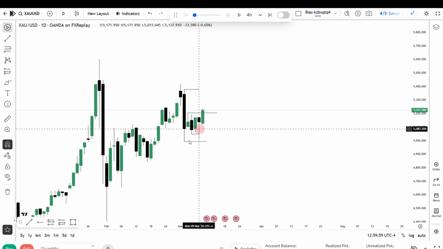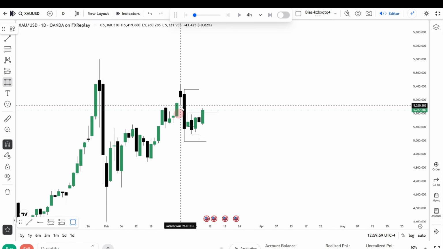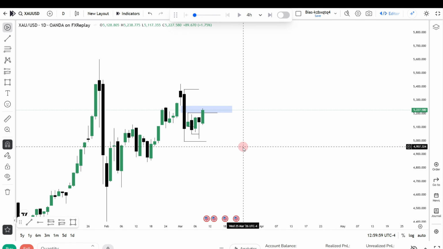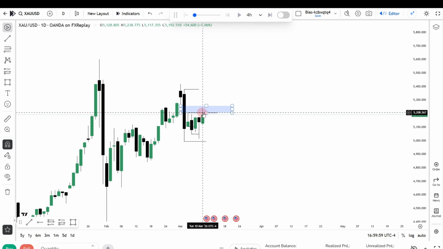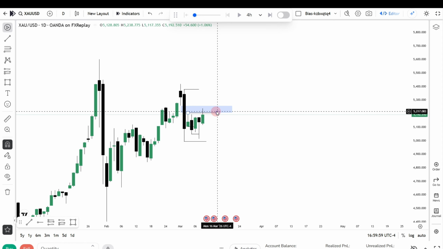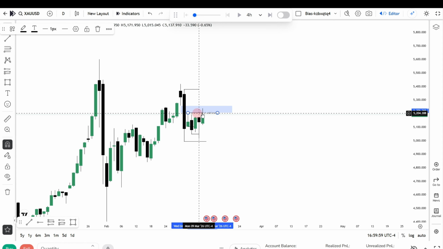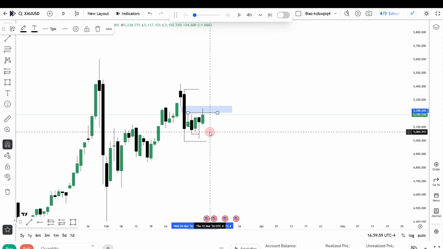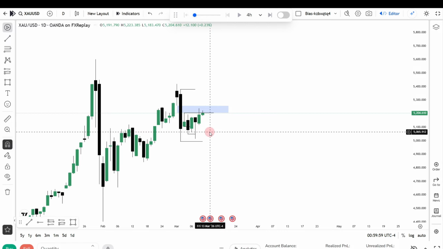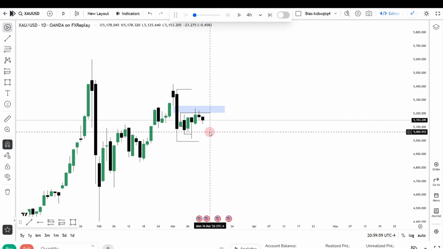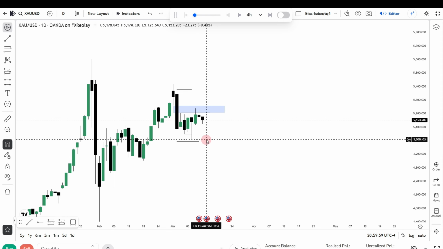And price delivers to it, at the same time delivering into this daily gap right here. So this right here would be the end of your buying delivery. So right here, after raiding this buy stop, buy side delivery, you're not going to be looking for buys anymore. This is where you're going to be avoiding entries. Let's wait for the next day. A ranging day.